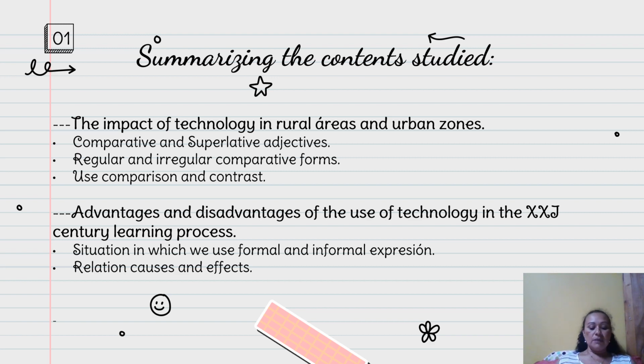And talking about advantages and disadvantages, and relations of cause and effect. When we talk about causes, we use formal expressions like due to, owing to, but informal use is because of. When talking about an effect we use therefore, thus, consequently, as such. That's why these are informal phrases.